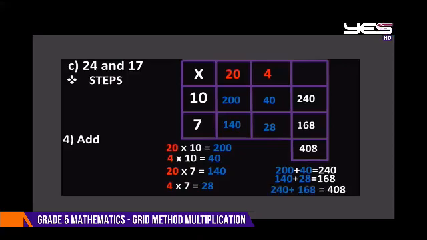So 240 plus 168 is equal to 408. So our final product is 408. When 24 is multiplied by 17, our answer is 408. Then you need to double check your answers.